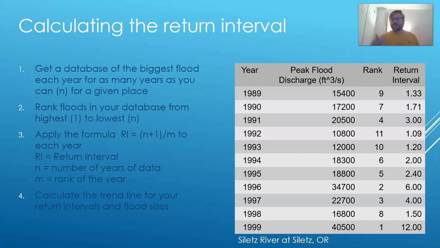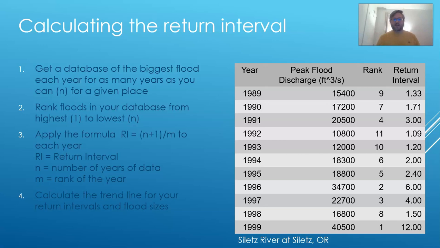So 12 over 1 gives us a 12-year flood. That's our 12-year return interval. Then we have 12 over 2 for 1996, right? 12 divided by that year's rank gives us 6. So it's a 6-year flood in 1996, etc., down the chart there. And then once we have those return intervals, we can convert them into exceedance probabilities. We just convert that 1 over the return interval, turn that into a percentage.